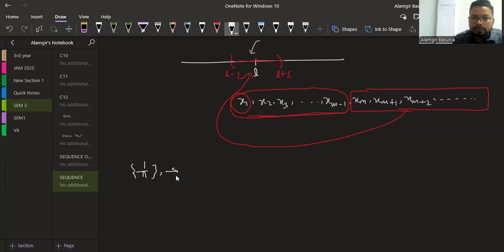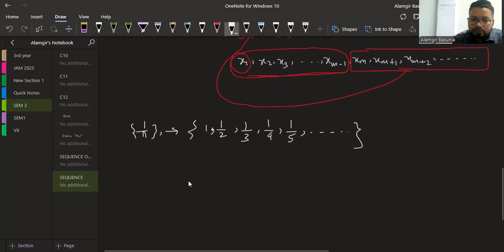This is nothing but the sequence 1, 1/2, 1/3, 1/4, 1/5, and so on. Now, can you give me an example? Can you give me a value of epsilon? Just think about the value of epsilon. Suppose I am taking the value of epsilon as 1 by 10.